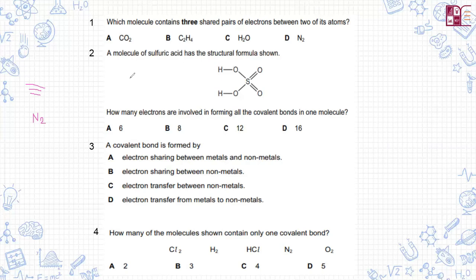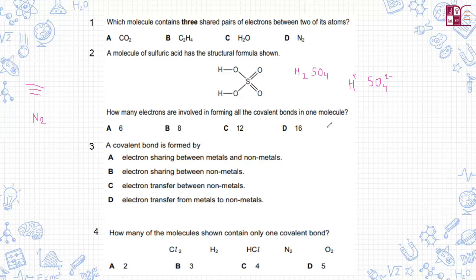And the second one: a molecule of sulfuric acid has the structural formula shown. So the sulfuric acid is H2SO4. As I discussed, the sulfate ion is a polyatomic one, and it has a 2 minus charge, whereas hydrogen has a plus charge. So it's going to form H2SO4. How many electrons are involved in forming all the covalent bonds in this one molecule?